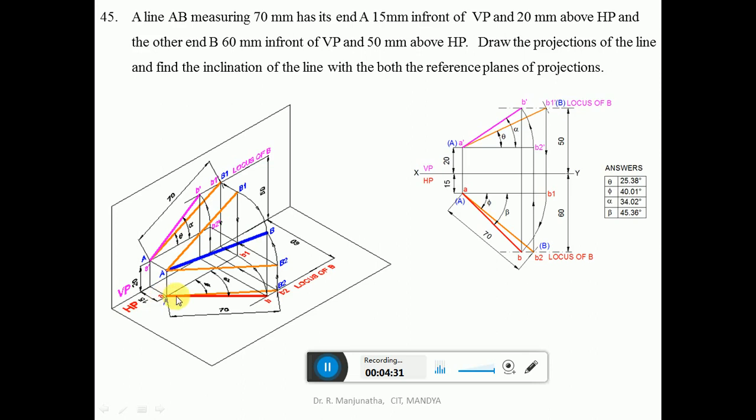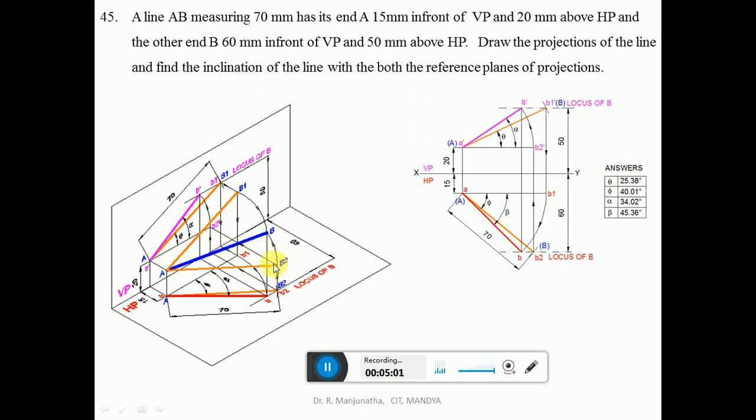Then join A to B2 thicker than the projector line. So this is going to be the locus of B. So this is AB2, the true length in HP. So the line has to be parallel to HP. When it is projected, you can see this A is here, which is 20 mm above HP, and B2 is also 20 mm above HP here. So this point will be in front of VP by 60 mm. That is this one.